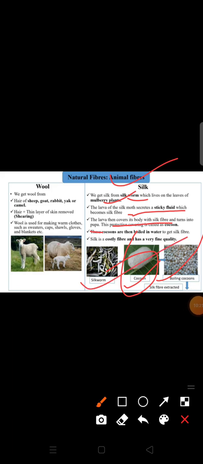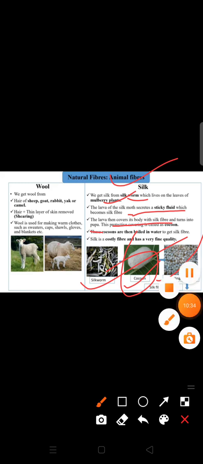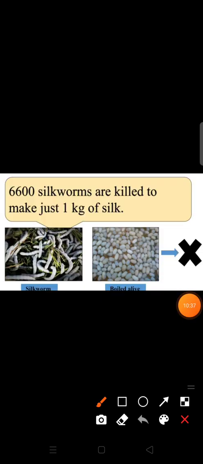And you know one more thing, that these cocoons are boiled alive. When these cocoons are boiled, they are still alive. Isn't it sad? You know that 6,600 silkworms are killed to make just 1 kg of silk, which is just not so good. And these silkworms are boiled here, which are still alive, which is also very bad.